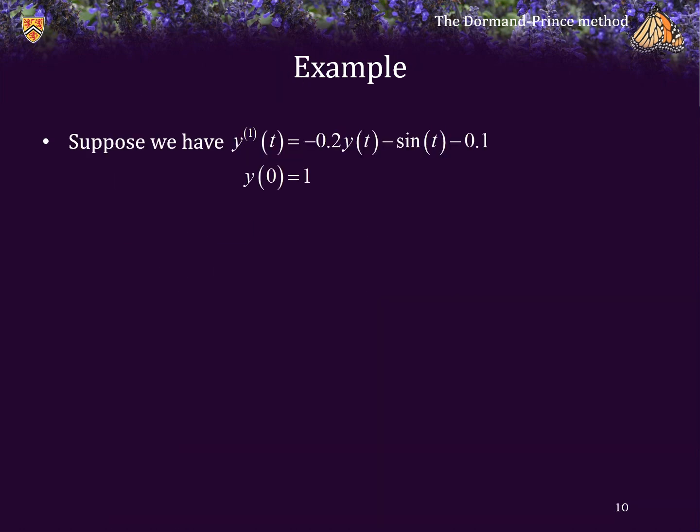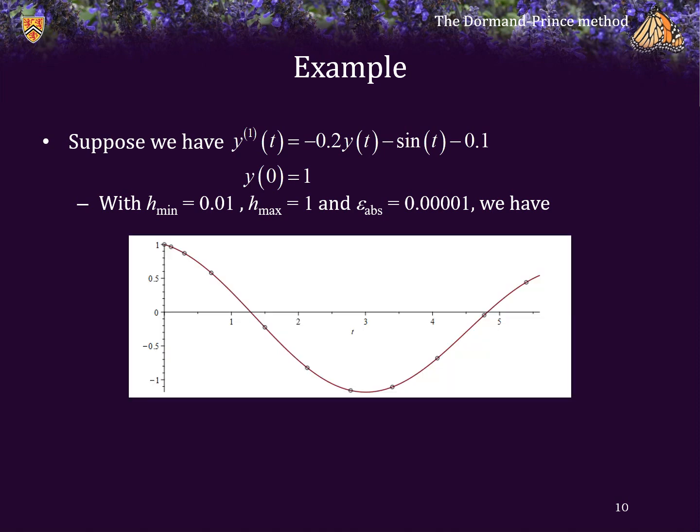Now suppose we have the same initial value problem we had with the previous example with Euler-Heun. We're going to have the same h-min and h-max, 0.01 and 1, so that the initial h value is 0.1. However, now we're going to have a slightly more stringent absolute epsilon value of 10 to the negative 5. So here is the function and the approximations.